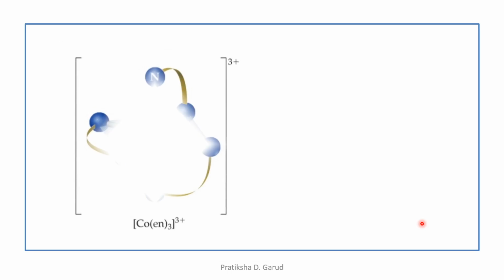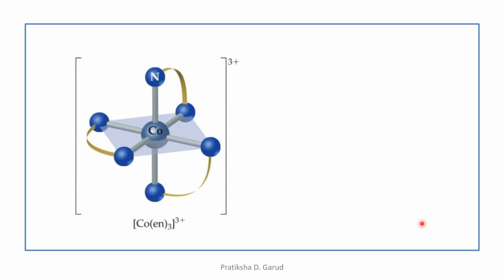Hence, these are the examples. This is the first example of chelating ligands or chelates. At the center we have the metal, surrounded by 3 ligands, and each ligand has 2 donor atoms, right? These are the 2 donor atoms and they are coordinated to the central metal ion. Therefore, this Co(en)3 3+ is an example of a chelate.